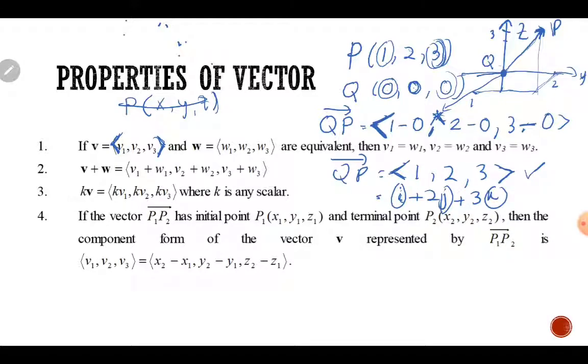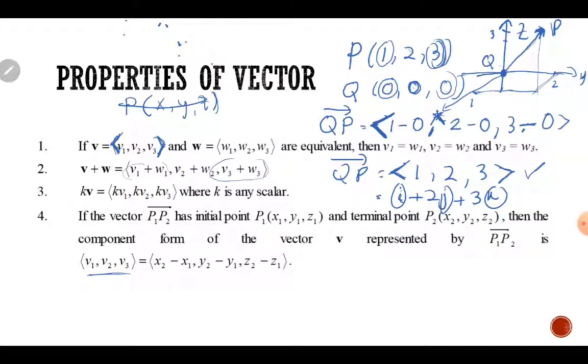Katakanlah kita ada vektor V and vektor W. Then V1 is equal to W1. Ni macam itulah. Okay, and then you may add up two vectors together. Maknanya X component add them together plus with the Y component add them together, and the Z component pun add them together. Kalau ada scalar value, you may multiply to each of the component. Okay, so yang ni macam yang saya cakap tadilah.